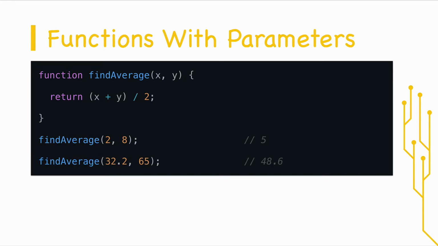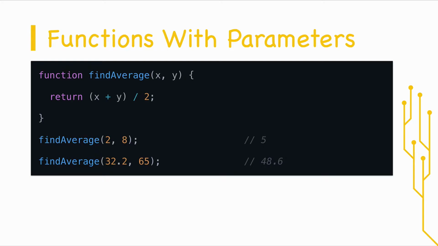So in this case, we'll try finding the average of two different numbers. And again, because we defined the function, we can just call the function again as many times as we want to execute the code and find the average of two values. So we call the function again by typing in findAverage, and then this time we pass in two different numbers as arguments. We pass in 32.2 and 65, and we want to find the average of these two numbers.